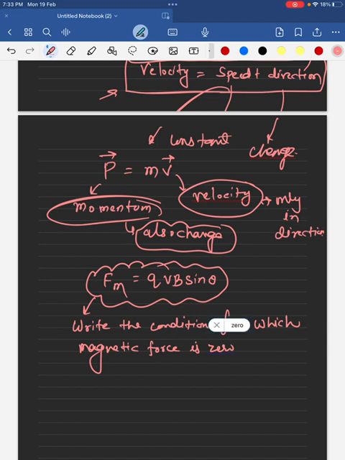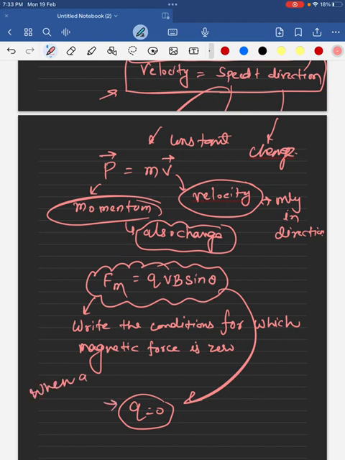Look at the equation carefully. If the charge of the particle is zero, that means if q is equal to zero, then the magnetic force is zero. Put the value of q equal to zero and we get the magnetic force equal to zero. That means when a chargeless particle enters a magnetic field, it doesn't feel any force. Second thing, if v is equal to zero, then the magnetic force is zero. That means when a charged particle is at rest, it doesn't feel any magnetic force.